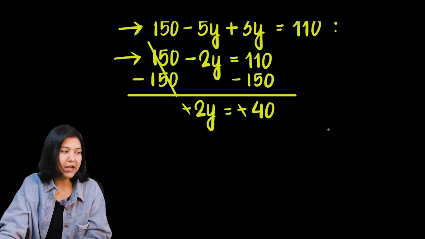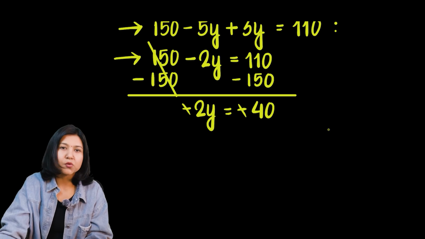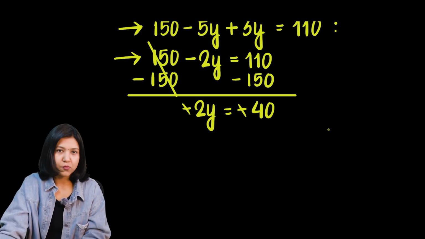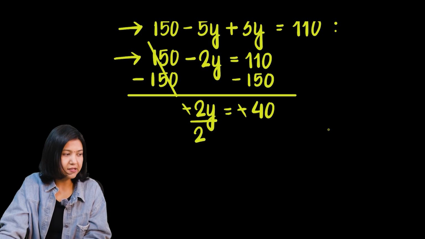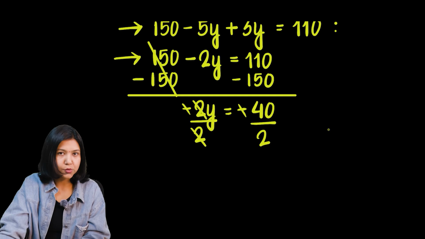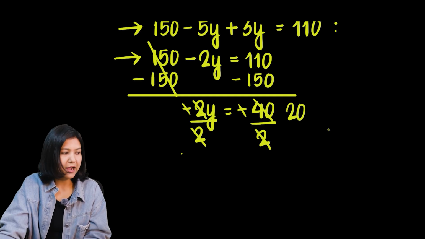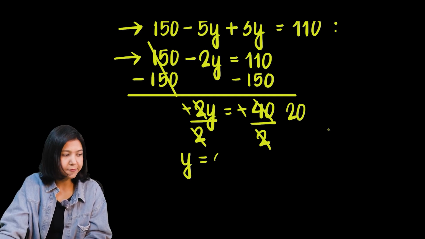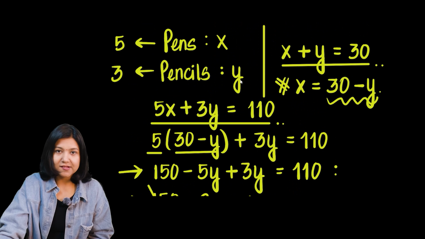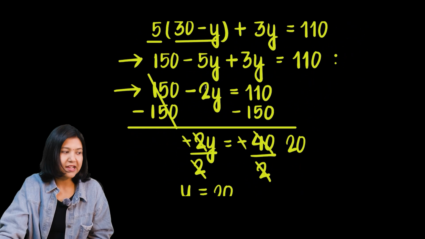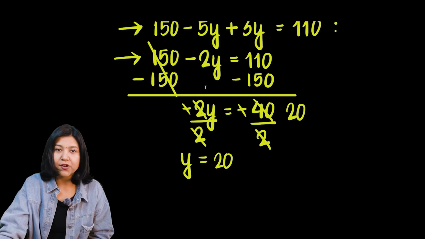To find the value of y, it's just like going backward again. 2 is multiplying y. So to find y, I will have to divide by 2, which is the opposite of multiplying. So if I divide by 2 on both sides, then what you have is simply 40 divided by 2. The answer is 20. So y equals 20. What was y? It was the number of pencils. Okay, I got the number of pencils as 20. So what should be the number of pens?